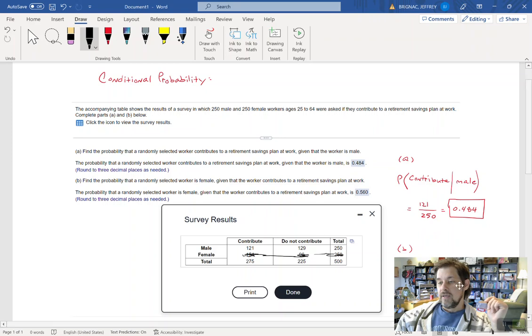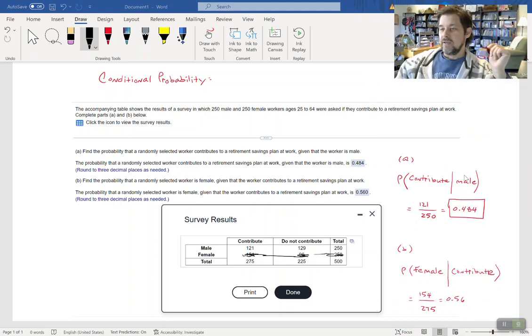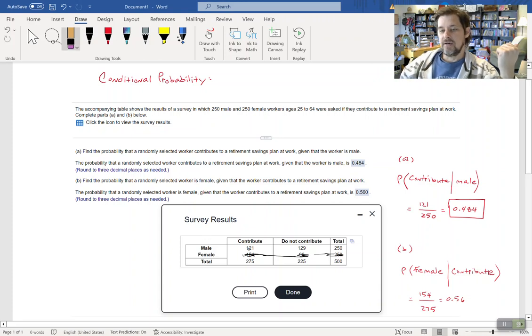Okay. So the fact that we know that they randomly selected somebody but they were male allows us to completely eliminate part of the data here and just consider the 121 out of 250. Okay, given they're male. So alright, now let's go back to the full table.